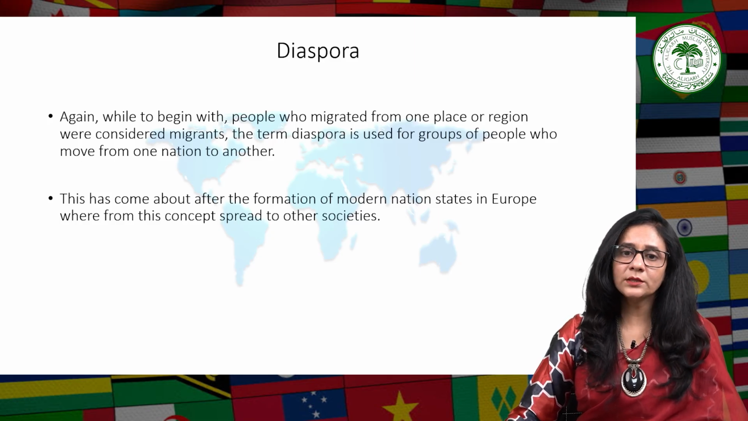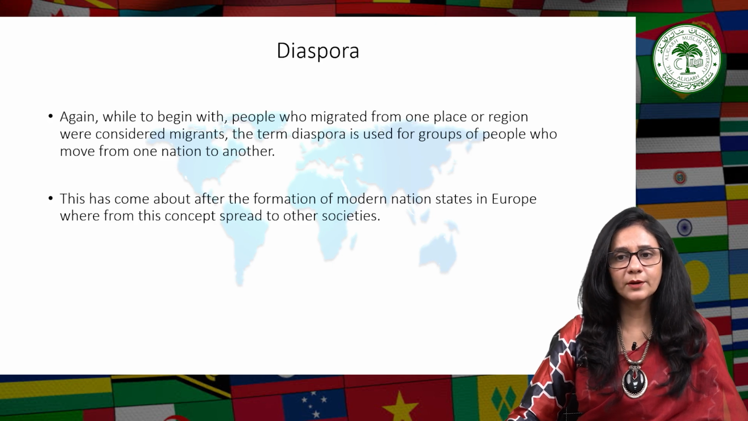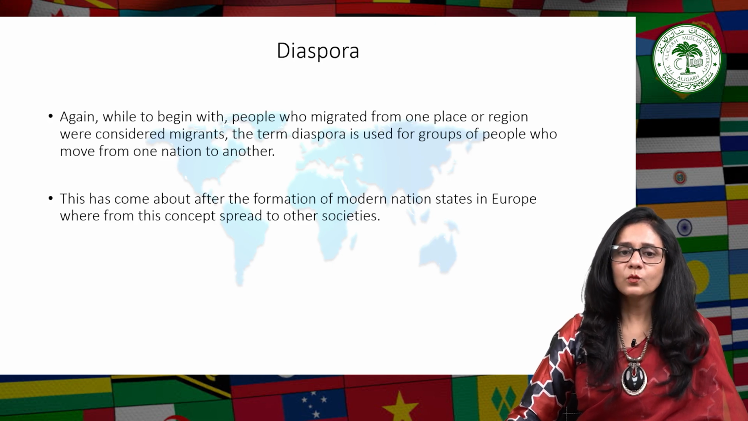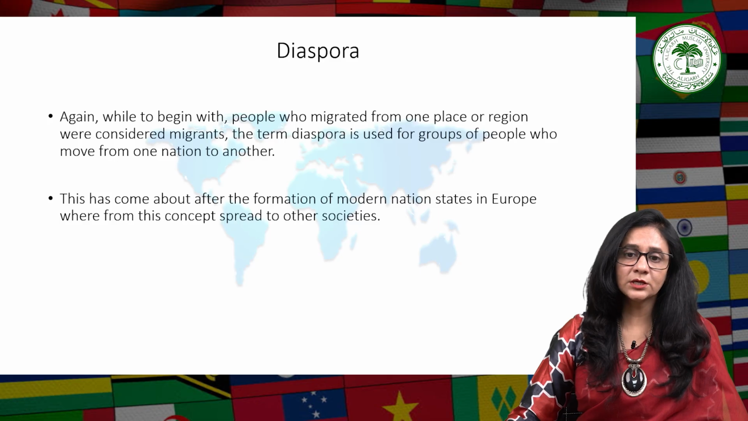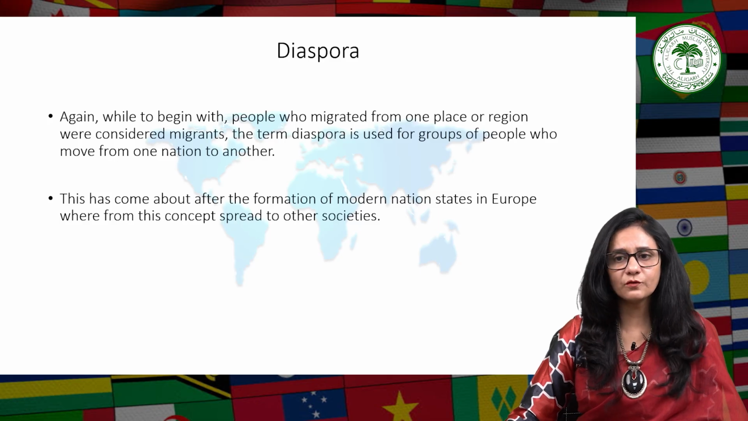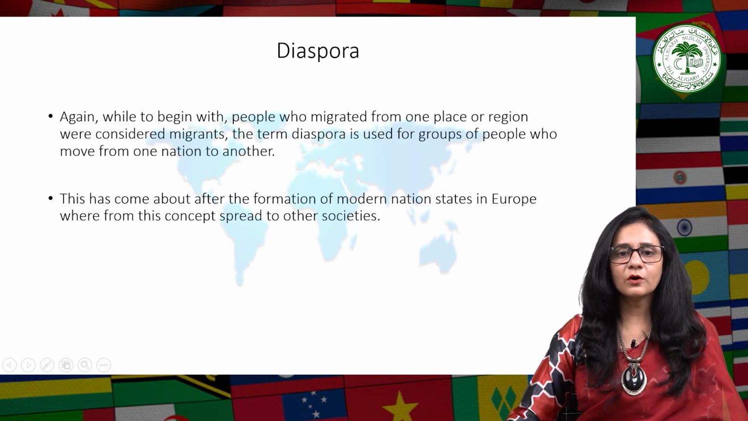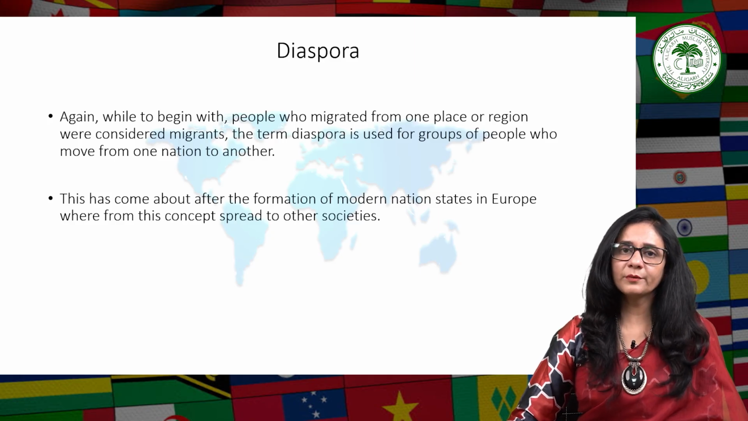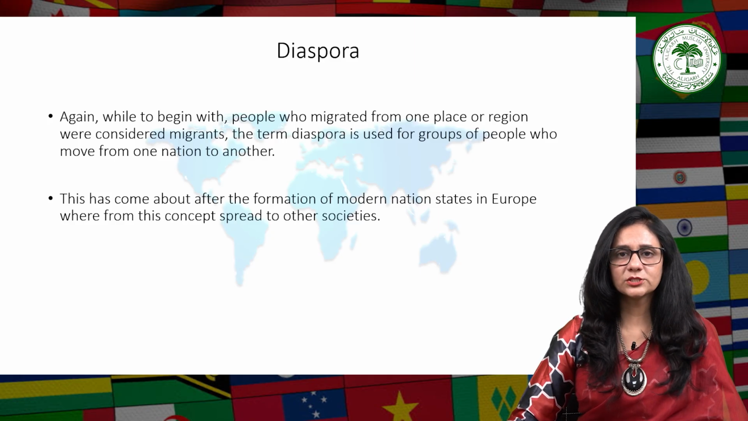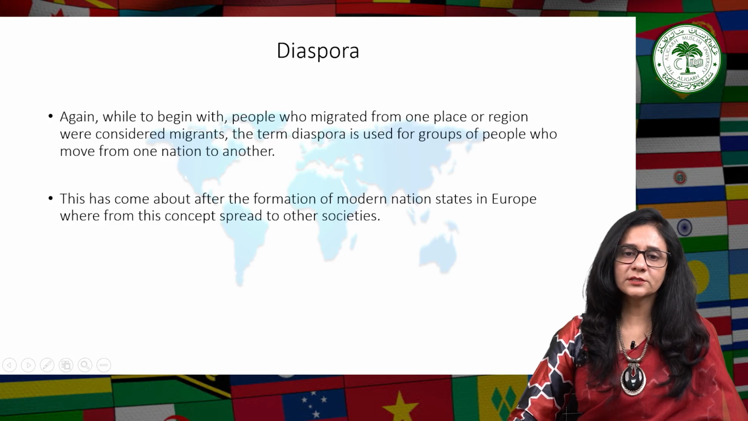Again, while to begin with, people who migrated from one place or region were considered migrants, the term diaspora is used for groups of people who move from one nation to another. This has come about after the formation of modern nation states in Europe, from where this concept is spread to other societies. Thus, diaspora may be defined as a group of people who move away for various reasons from one nation to another.